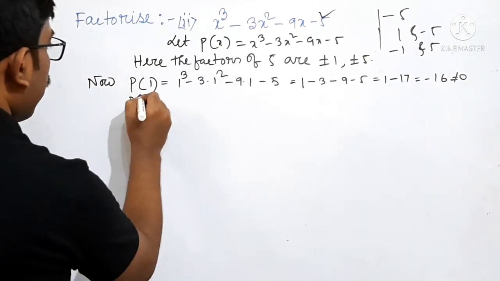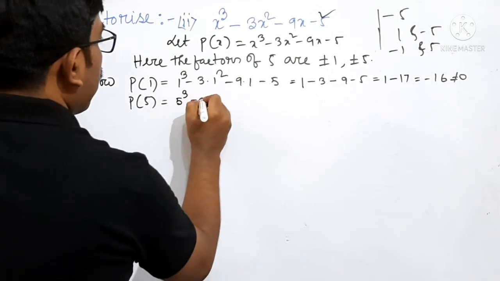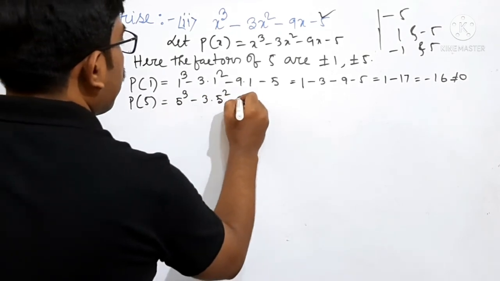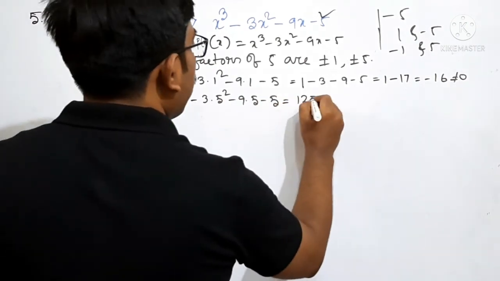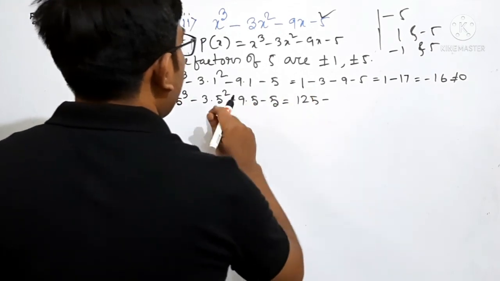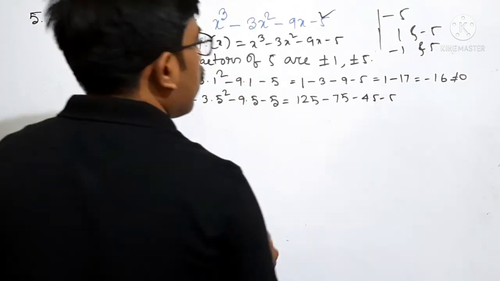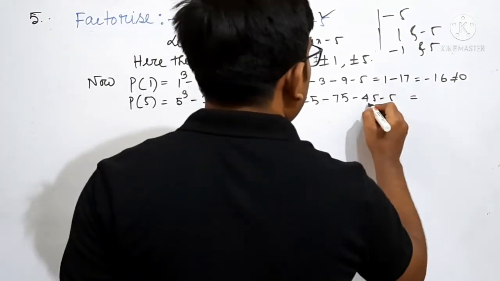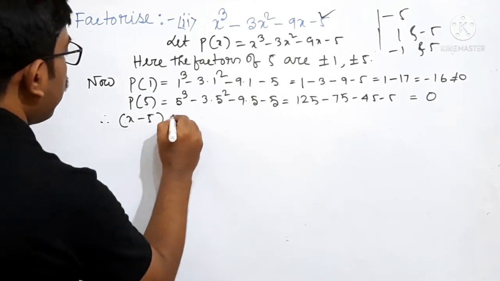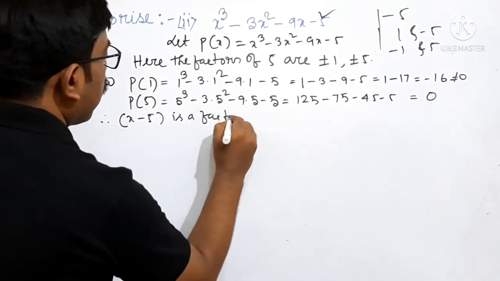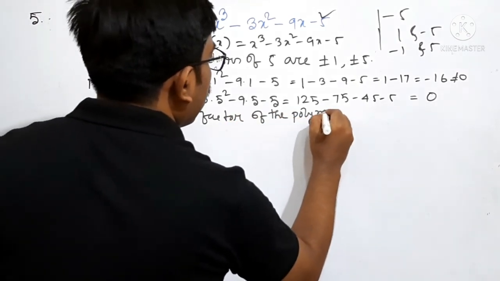Now we take p of 5. It will be 5 cube minus 3 into 5 square minus 9 into 5 minus 5, and it will be 125 minus 75 minus 45 minus 5, and it will be 0. Therefore, x minus 5 is a factor of the polynomial.